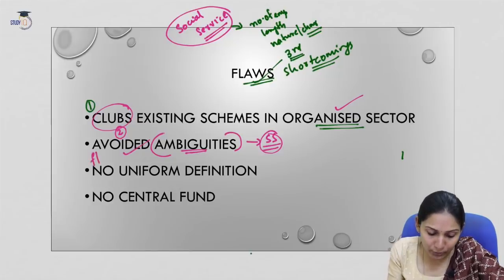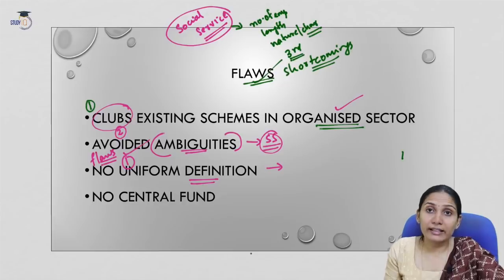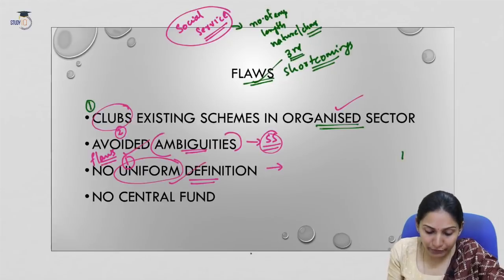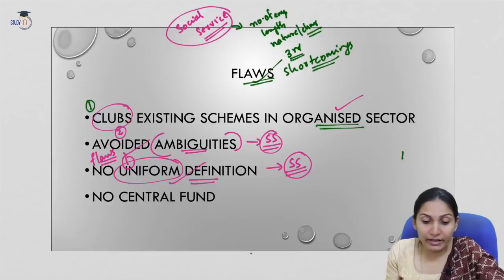Now, the basic structural and conceptual flaws. Let us come to the flaws. The first one is that there is no uniform definition of Social Security. This is a Social Security Code, so it has to define what is meant by Social Security. But in the code we will see that there is no uniform definition given for Social Security, and this itself is a very important conceptual and structural flaw.